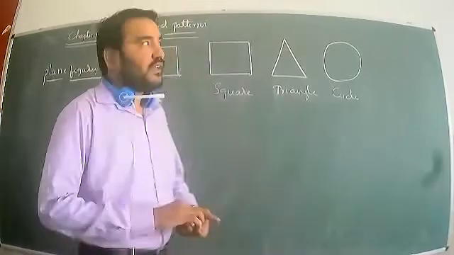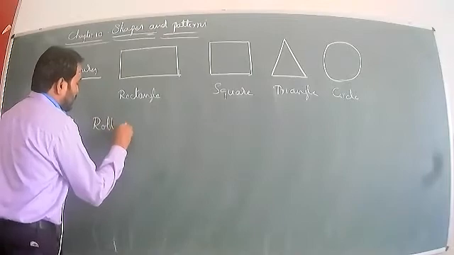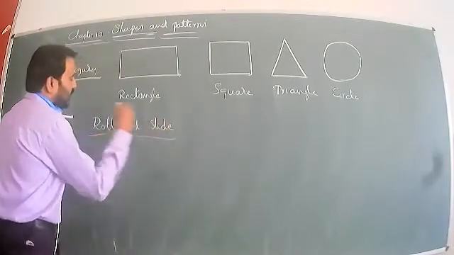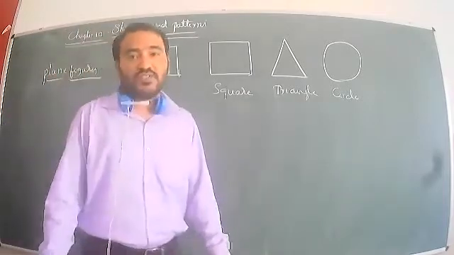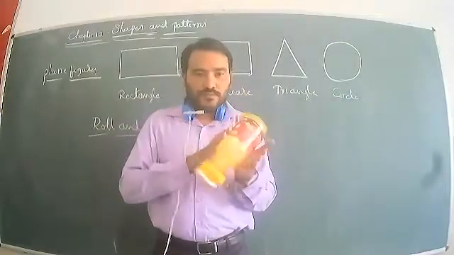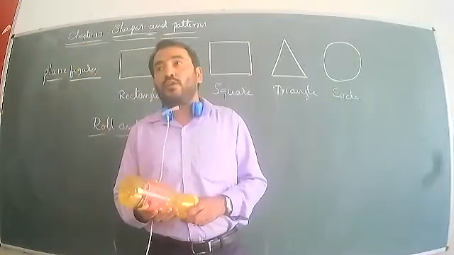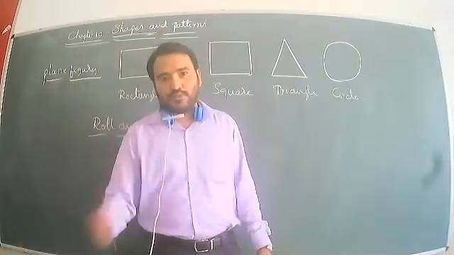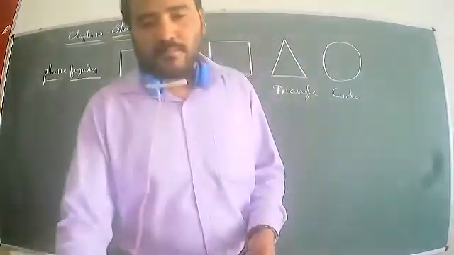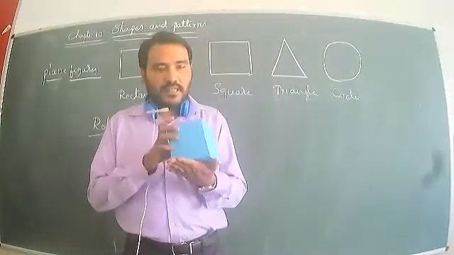Okay, then another one, rolling and sliding. Roll and slide. Which objects roll and which objects slide? Roll means, so it is roll. If we push the ball, it is rolling. Sliding means we can slide from one side to another side. This is slide.